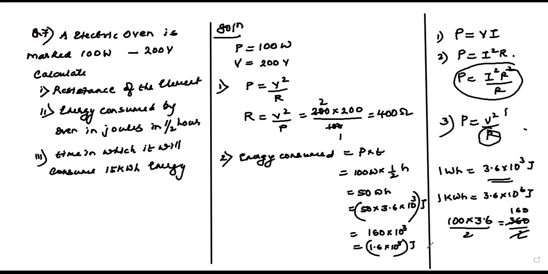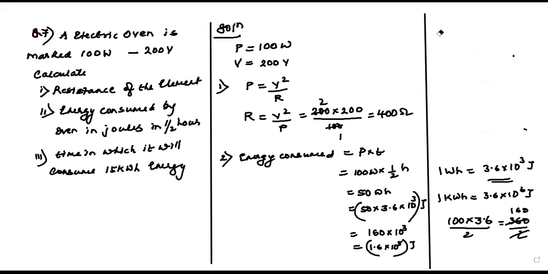That can be written as 1.8 into 10 raised to 5 joules. I want the decimal here after one digit, so I have moved to the left by 2 places, and naturally I increase 2 zeros. So it becomes 10 raised to 5. Children, now the third part of the question is the time in which it will consume 15 kilowatt hour of energy.